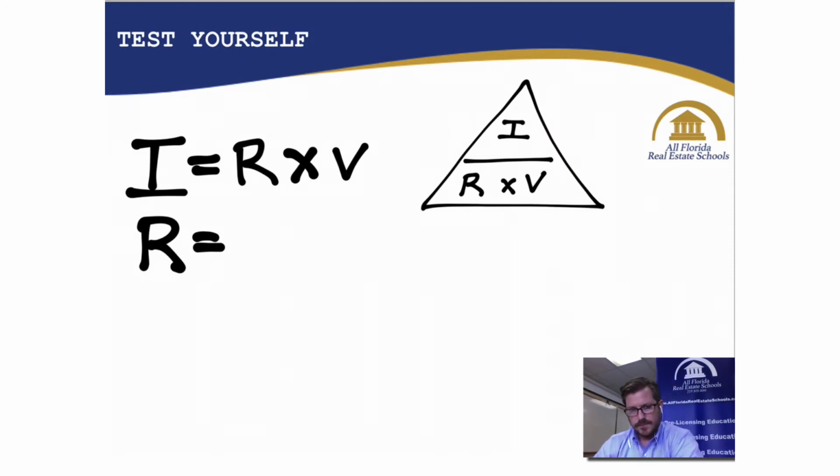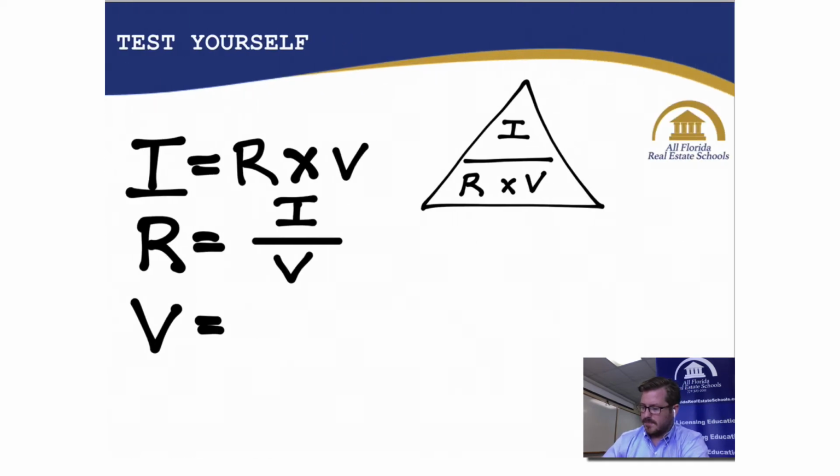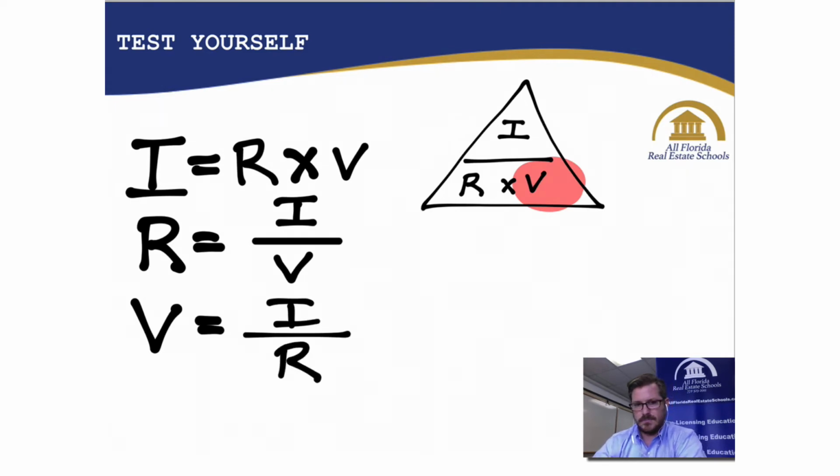Let's go ahead and solve for the rate. Again, let's mark out the R. What are we left with? We have, exactly right, the income over the value. And finally, we're going to solve for the value. If we take out the V and we're solving for V, what are we left with? We're left with income divided by rate.